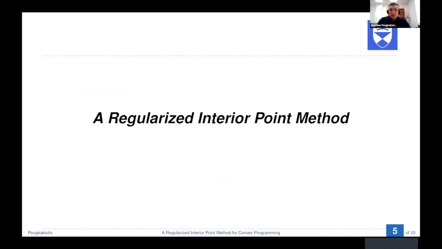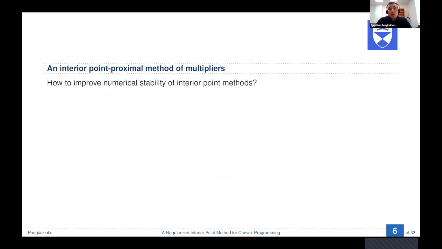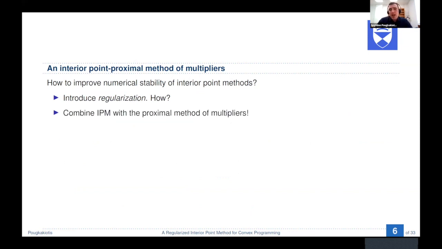So starting with the derivation of the method, you should always remember the three objectives: robustness, efficiency, and scalability. And indeed, the first thing we wanted to tackle was improving the robustness of interior point methods, which is achieved by improving their numerical stability. So the first question we wanted to answer is how can we improve the numerical stability of interior point methods? And it is known that you can do this by utilizing a technique called regularization. Specifically, you can combine a traditional IPM with a proximal method of multipliers. This is why we term the method an interior point proximal method of multipliers. Of course, for those of you who are not aware, a proximal method of multipliers is essentially a primal-dual augmented Lagrangian method. So regularized interior point methods are by design hybrid schemes.